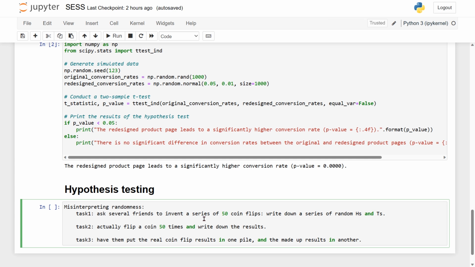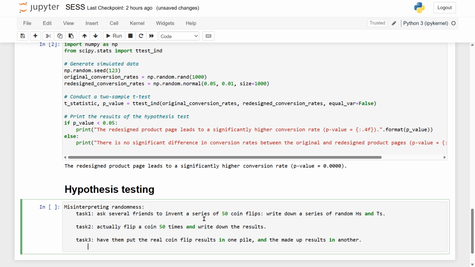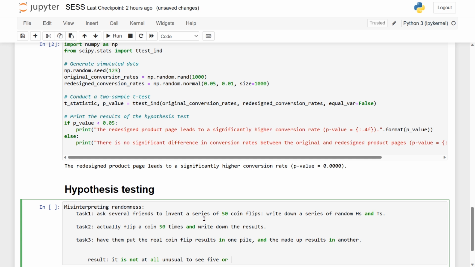It's easy to tell which results are real. The real ones will have longer runs of heads or tails. In a set of 50 real coin flips, it's not at all unusual to see 5 or 6 heads or tails in a row.